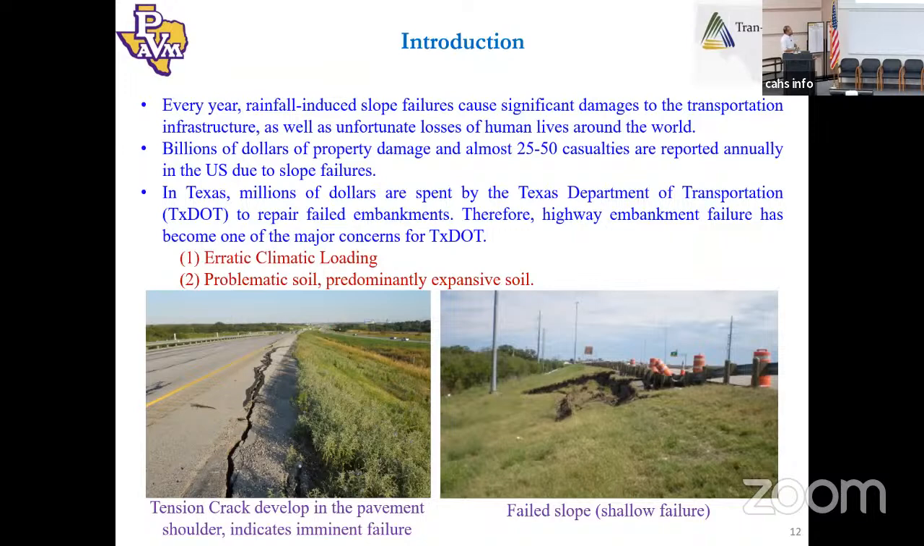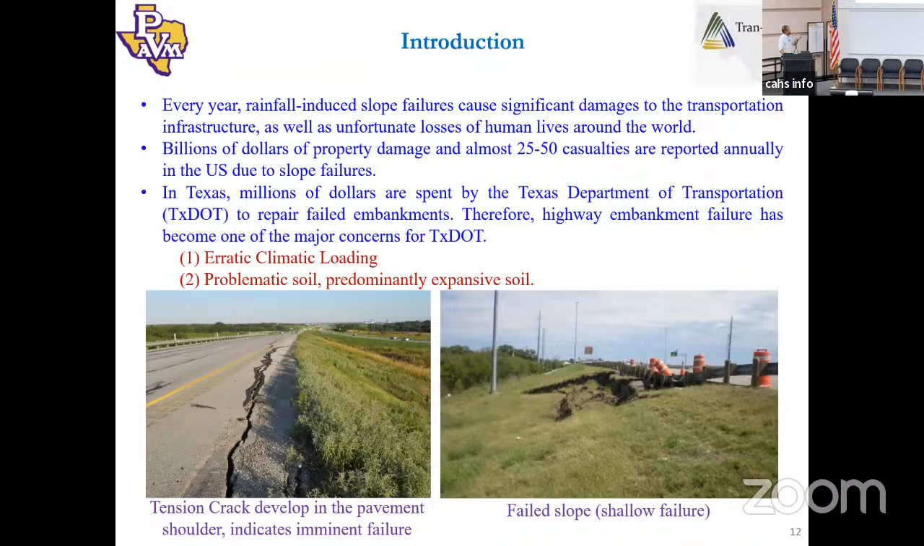So basically, based on the literature and from the geotechnical perspective, the environmental factors, especially the temperature and the rainfall, those are the two main factors that are causing problems to these slopes, highway embankments in Texas. So again, as you see, billions of dollars of property damage and almost 25 to 50 casualties are reported annually in the US due to slope failure. Now, this is statistics from the US Department of Transportation. This is overall US, and in Texas, the number is approximately 5 to 10 out of this 25 to 50.